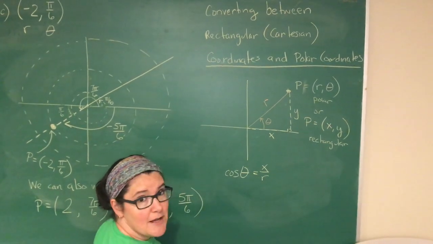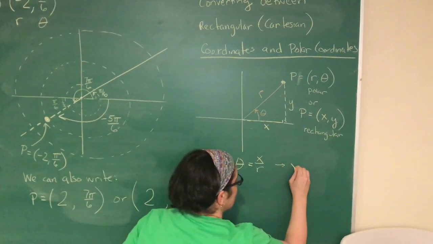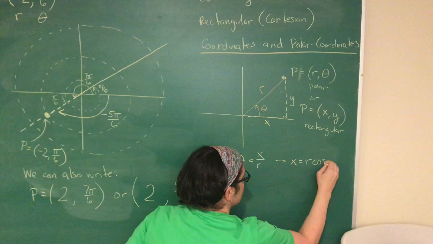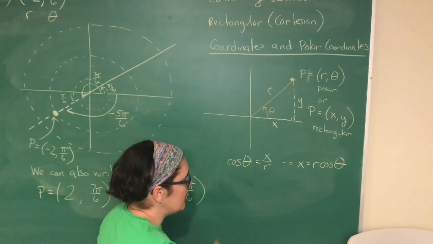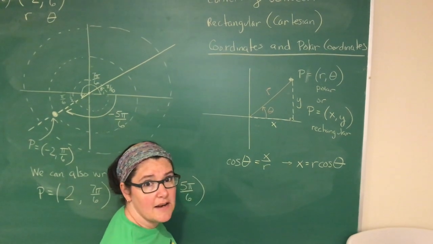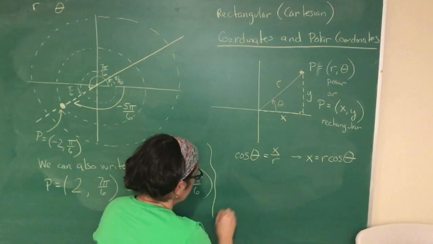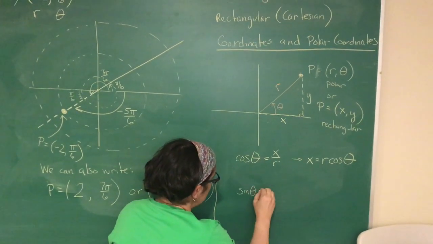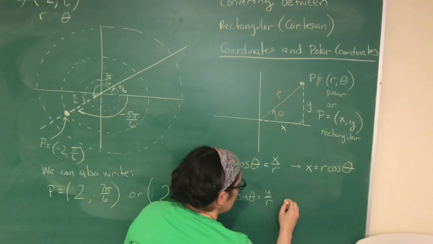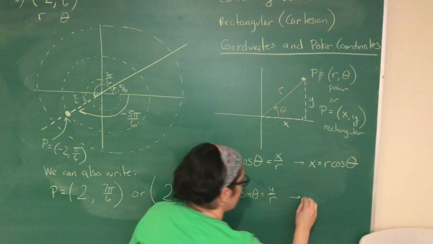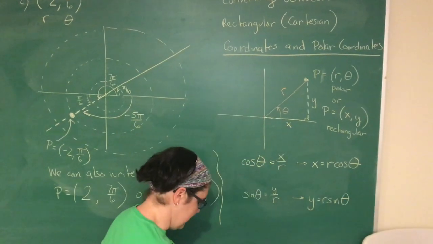And if I multiply both sides by r, then what I get is that x is equal to r times cosine of theta. So I multiplied both sides by r, the r is canceled on the right, and I get x equals r cosine theta. I can do the same thing with sine of theta. Sine of theta is y over r. And if I solve this equation for y, I have y equals r times the sine of theta.